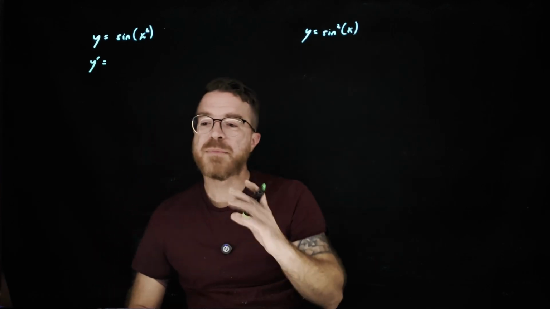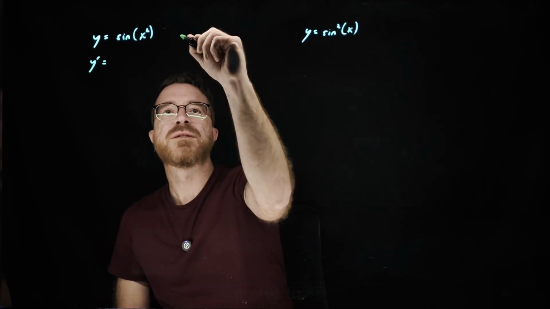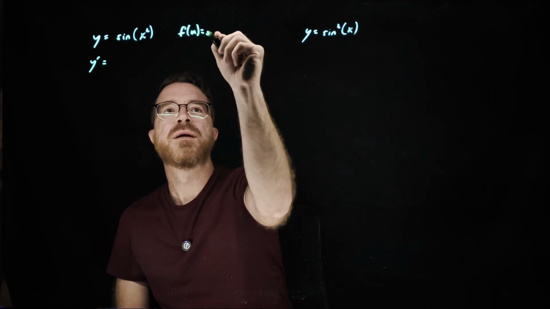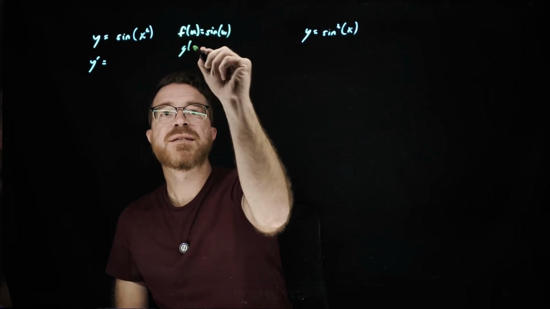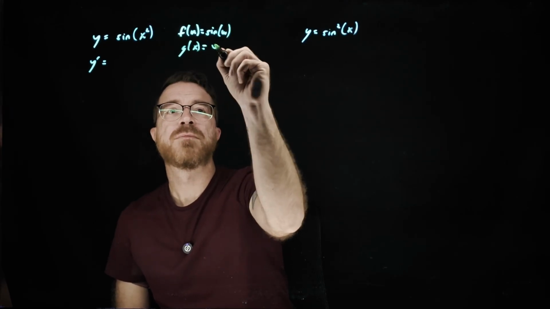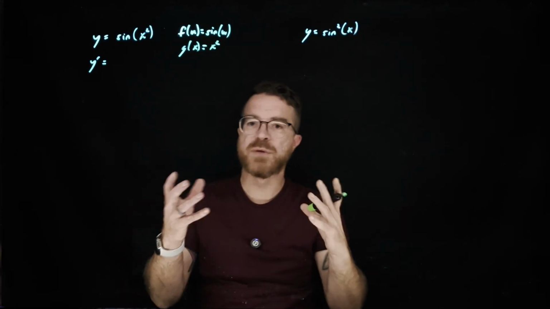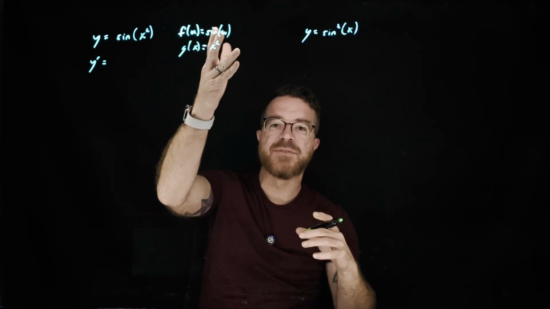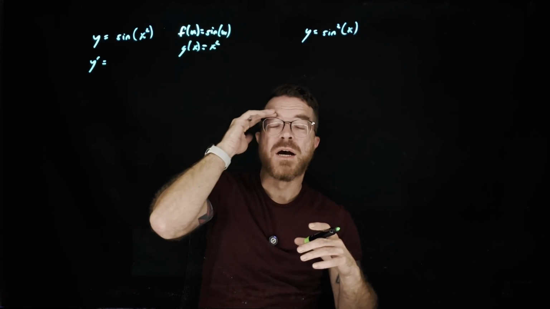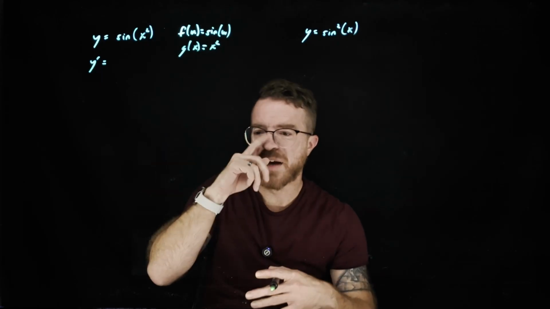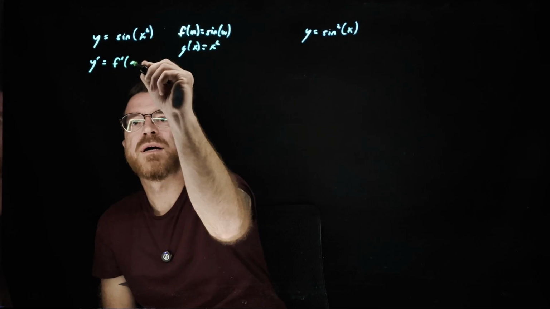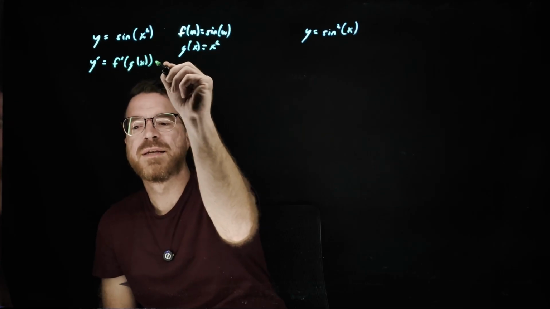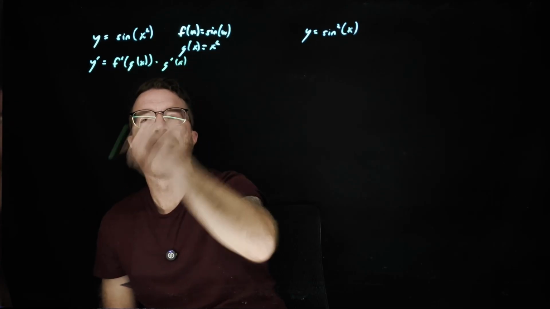in this case, my f of u is going to be sine of u, and my g of x is going to be this middle term, x squared, right? So it's chain rule. Take the derivative of the outside, sine of u, times the derivative of the inside term, which is g of x. So my y prime is going to be f prime of g of x times g prime of x.